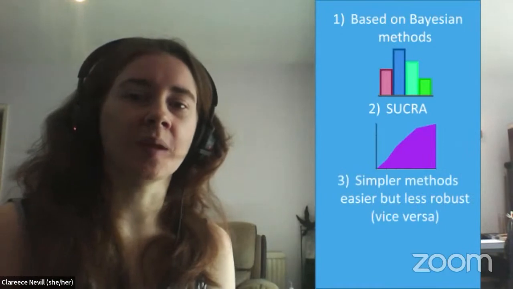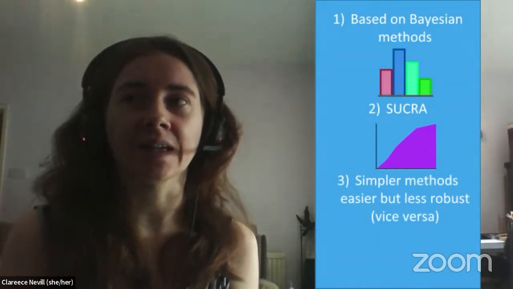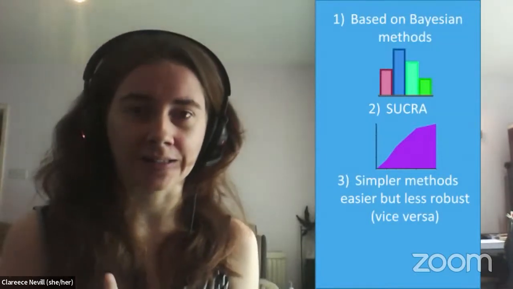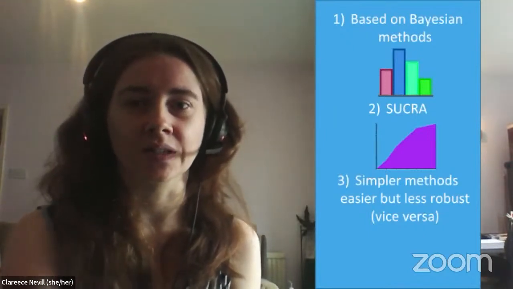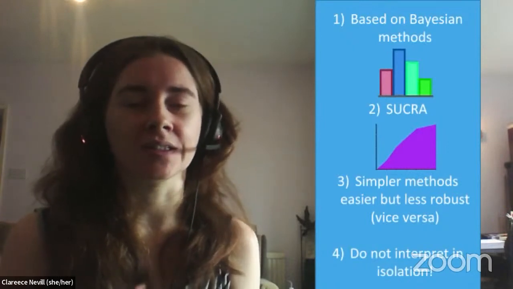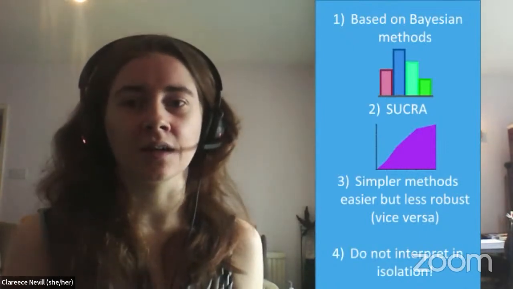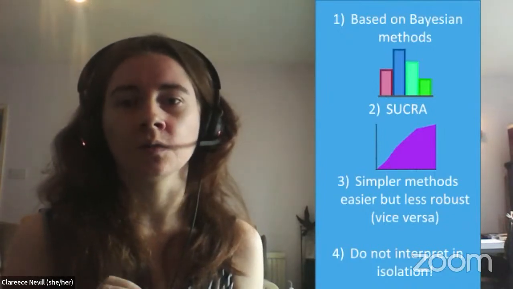While simple methods may be easier to understand, such as the probability best, they are often more unstable and don't encompass the entire analysis. The opposite is also true, i.e., whilst more complex methods are more rigorous, they can be harder to understand. And finally, interpreting ranking in isolation is not advised. There are many things to consider alongside ranking results, and not doing so can lead to exaggeration of results or misunderstanding.